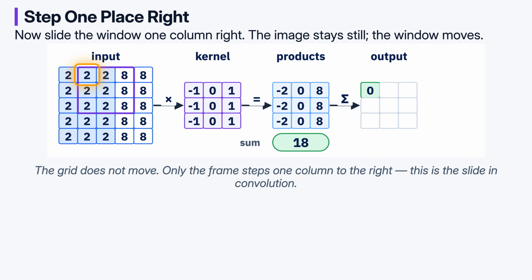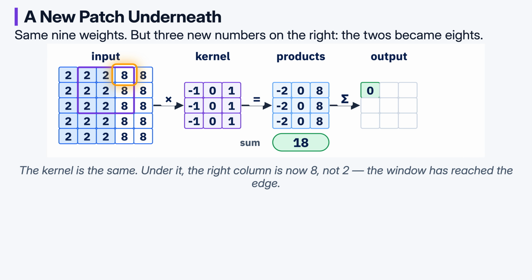Now slide the window 1 column to the right. The image does not move at all. Only the frame steps over, onto a new patch of the same picture. That stepping is the slide in convolution. Under the window now, the right column has changed. Those cells used to be 2s, now they are 8s. The window has reached the edge. But the kernel is still the same 9 weights. What moved is the patch, not the weights.